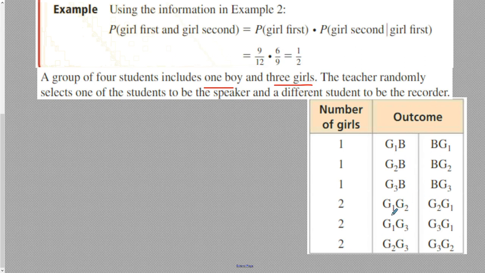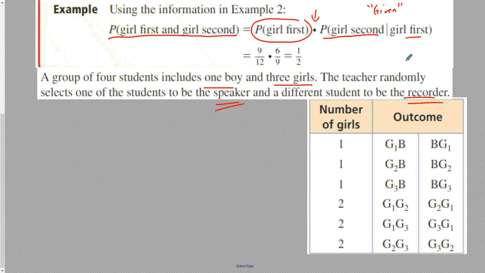Or I could get just 2 girls, and there's 6 ways to get 2 girls. Okay. Now, the order we draw them in, whether it's girl 1 and then boy, or boy and then girl 1, matters because the roles are different. We have a speaker and a recorder. That's not the same job, so it does matter. Okay. So here's the probability. The probability of a girl first and a girl second is the probability of getting a girl first times the probability of a girl second, and this right here means given we got a girl first. So this is what's called a conditional probability.